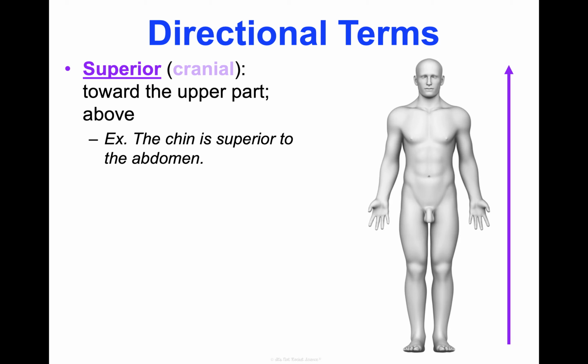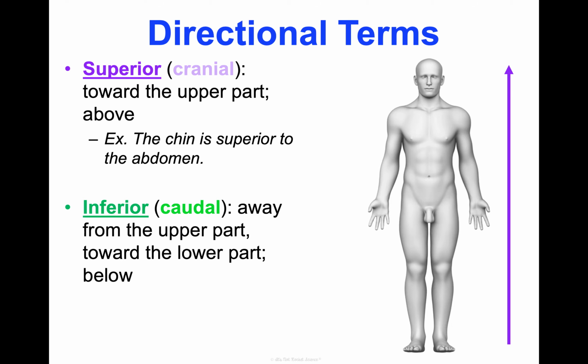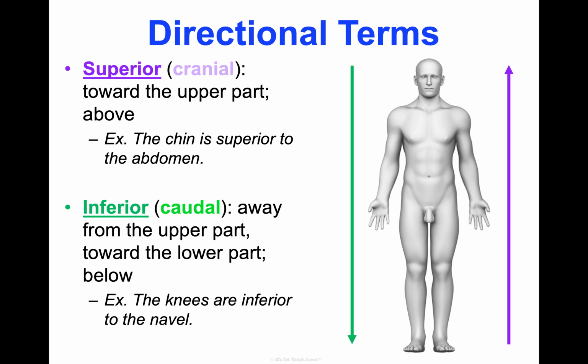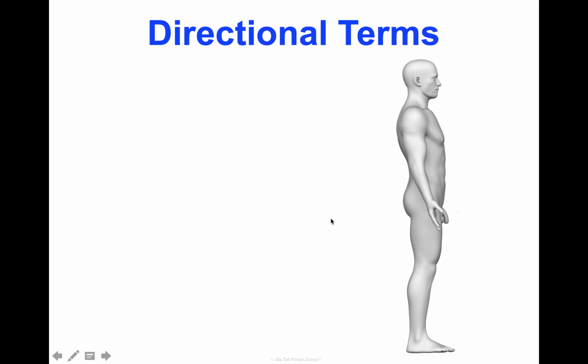So example, I could say the chin right here is superior. It's above your abdomen. Okay, so that's one way we could use this. I think writing the examples would be really helpful in your notes, just so you have context for how to use these. All right, the opposite would be inferior or caudal. So away from the upper part or towards the lower part or below. So your knees are inferior to your navel, your belly button. They're below it. Okay, those are two of our directional terms.